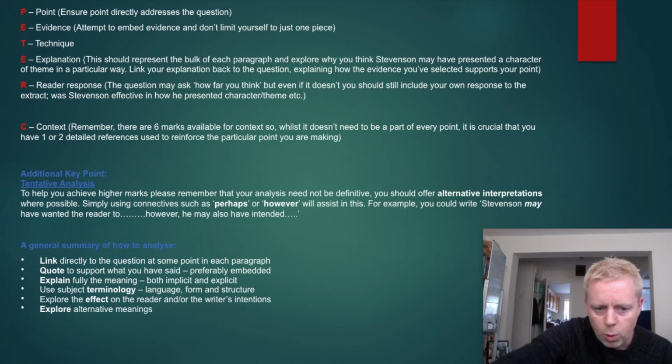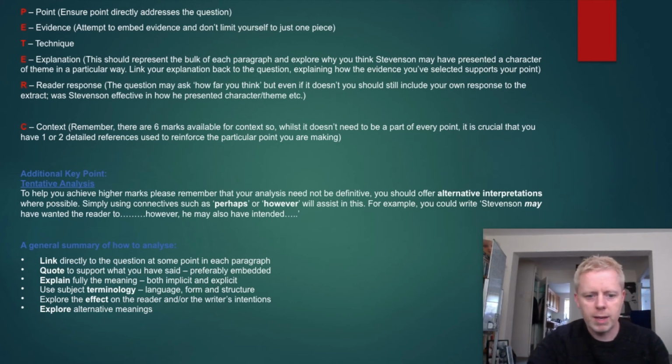Link, directed to the question. Quote to support, preferably embedded. Explain. So why have you explained there or justify the use of that quotation to support your point? Use terminology. Explore the effect on the reader and explore alternative meanings. So pause and have a read through that properly.